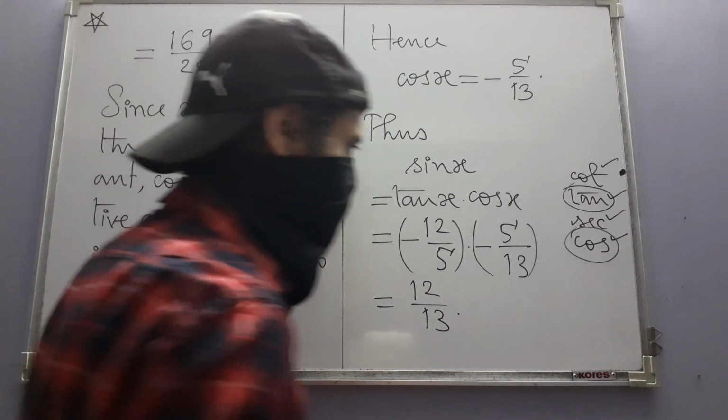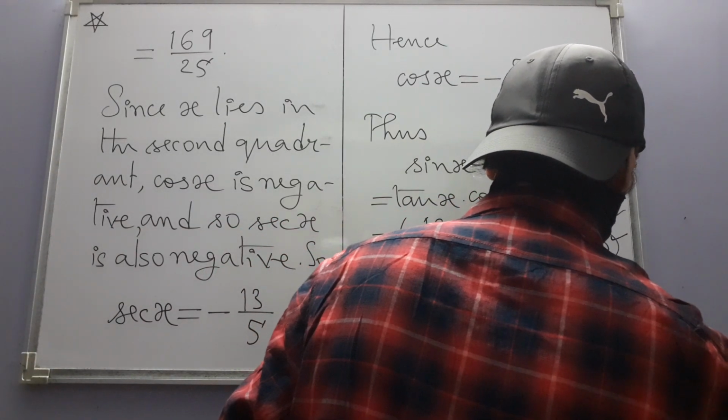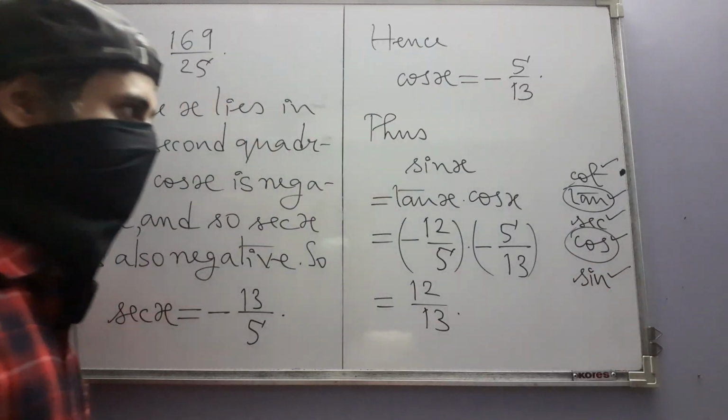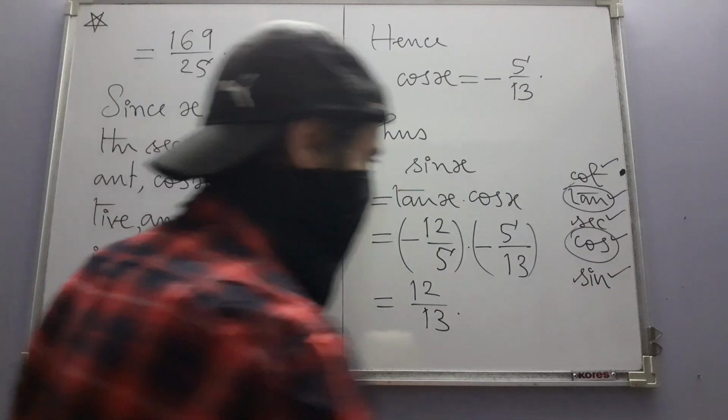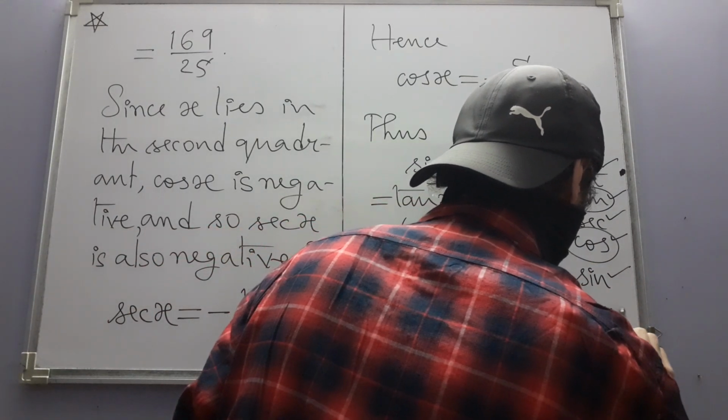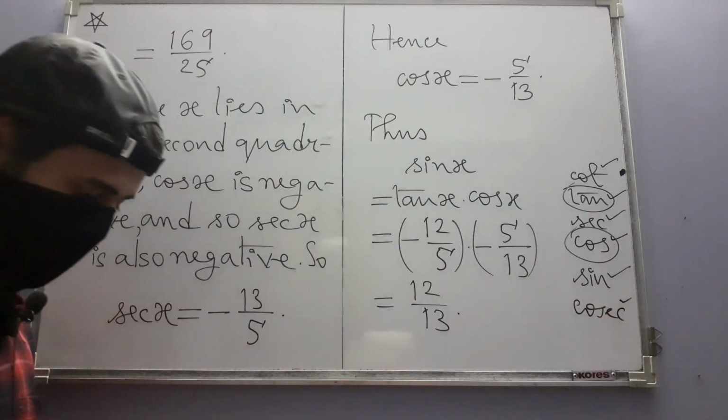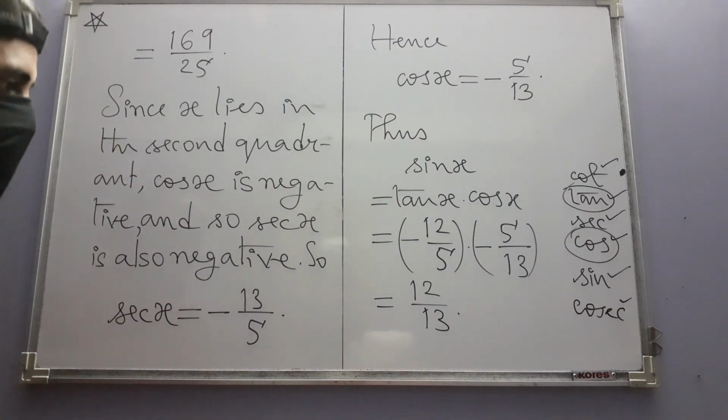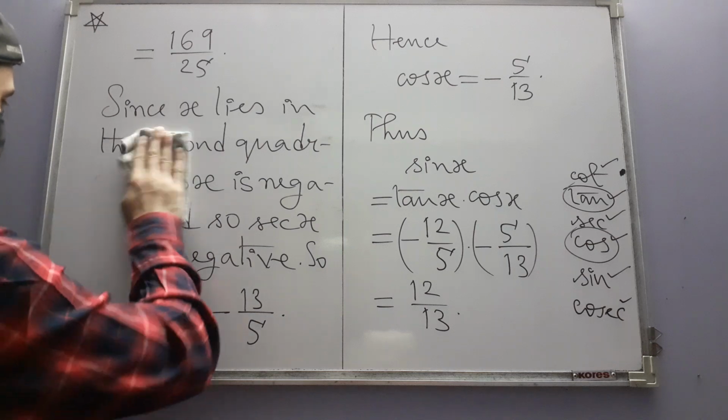So we have now found sin also. That leaves us with only one more, cosecant, for which you just have to take the reciprocal of sin.